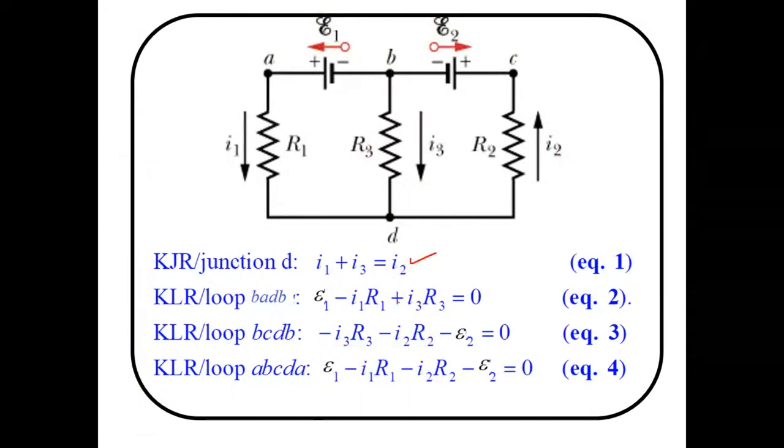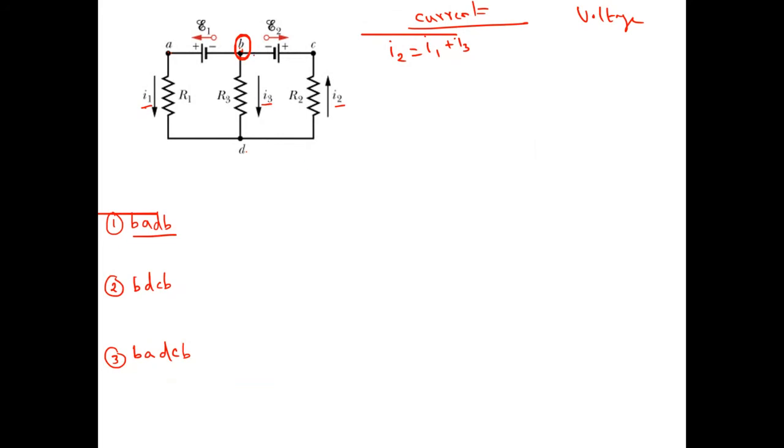Clear? Understand? Either you consider this junction or this junction, both will be correct. Both will give the same answer. For this equation, I consider the B junction. If you consider the D junction, these two currents are entering and this current is leaving. So the equation will be the same. And if I consider A, it will be the same also. Or C. My dear, whatever junction you take, it will be the same. Clear?